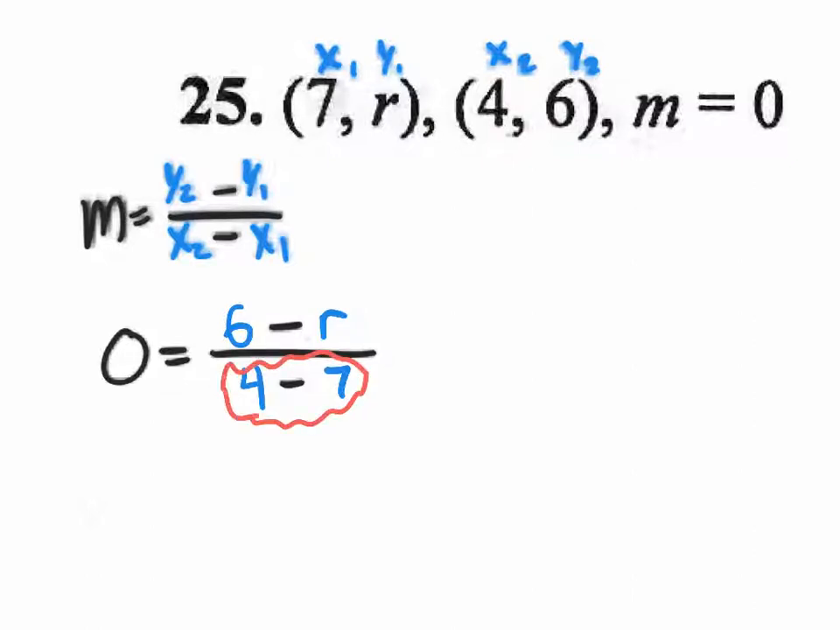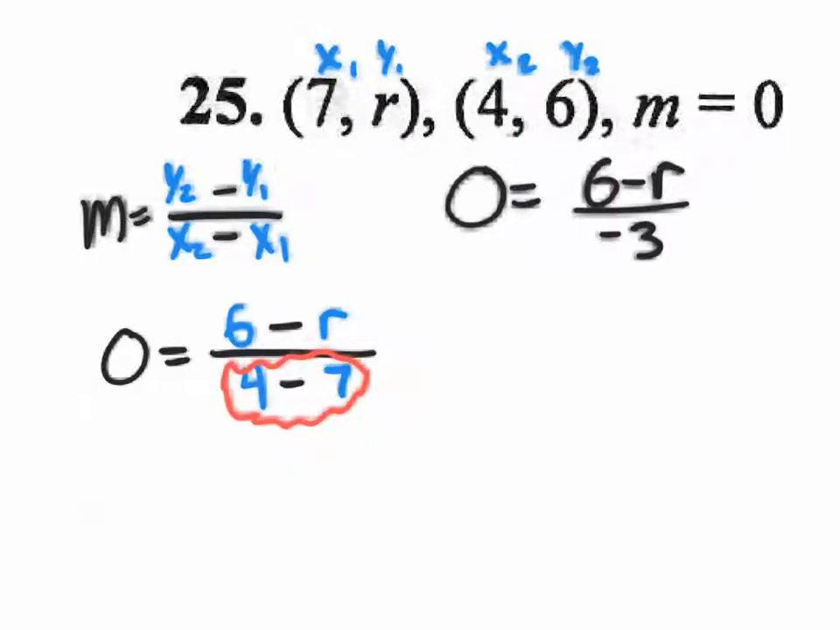I could do 4 take away 7. Let me rewrite my new equation. 0 equals 6 minus r over negative 3. Are you with me? So that's a pretty simple equation to solve. You have a fraction, let's get rid of the fraction. After all, you want to get r by itself. You want to get rid of everything except the r, so you could have r equals a number.